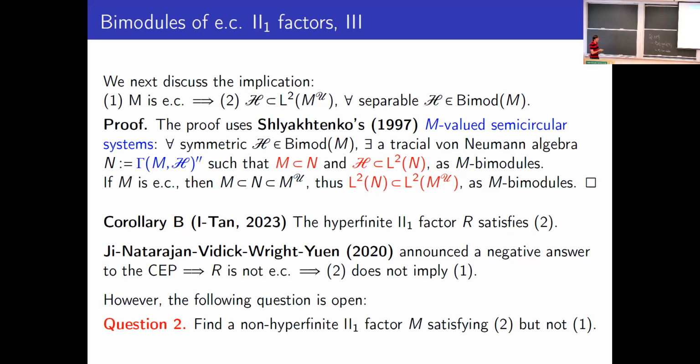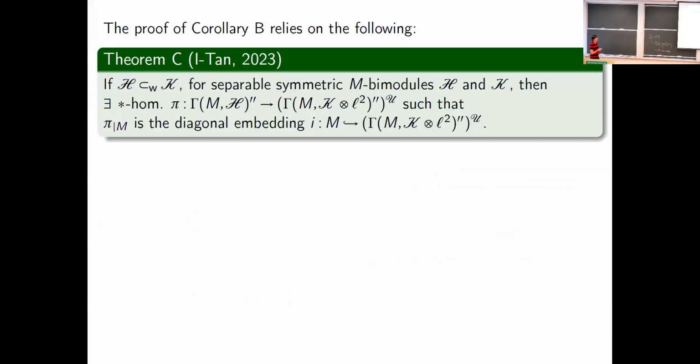All right, so let me say a few words about the proof of Corollary B. I won't say how Corollary B is implied, but let me mention a result that is of independent interest that we prove in order to establish Corollary B.